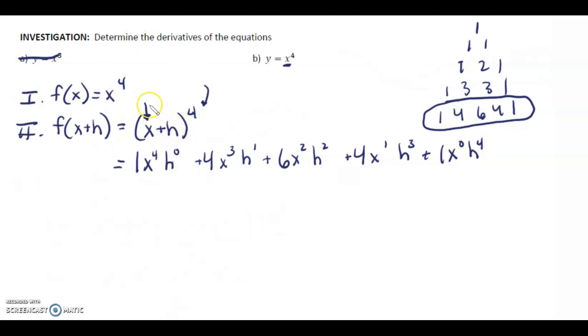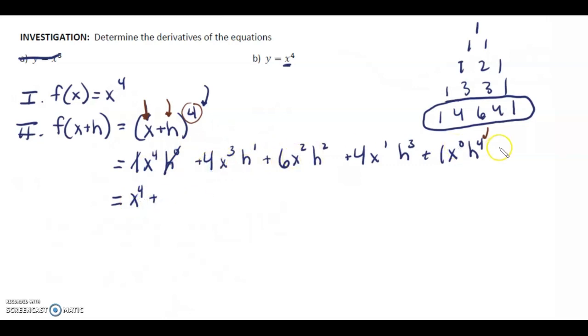So the exponents on this first number, x, go down. They count down, they start at whatever the exponent is, which is 4, and they go to 0. The exponents on the h, the second term in the binomial, start at 0 and go up to whatever that exponent is. Okay. And now we can simplify. So 1 doesn't matter, h to the 0 doesn't matter, right? Because it just goes to 1. We're left with x to the 4.